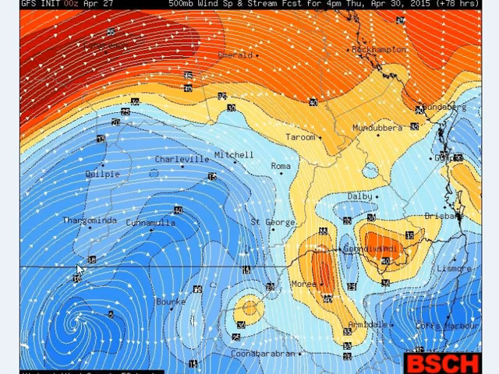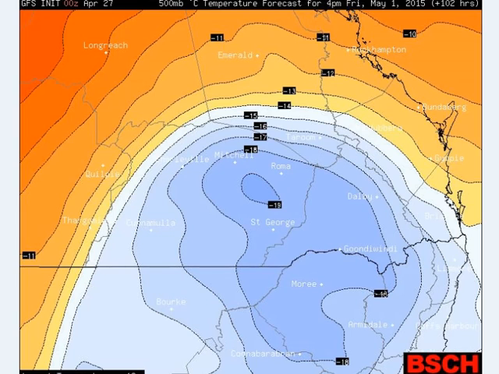This is the upper level low. Again, on Thursday afternoon, you can see it positioned out here. And those winds really coming down from the north in the upper levels. So as thunderstorms go up or rain areas go up, they spin around and create some heavy falls there.